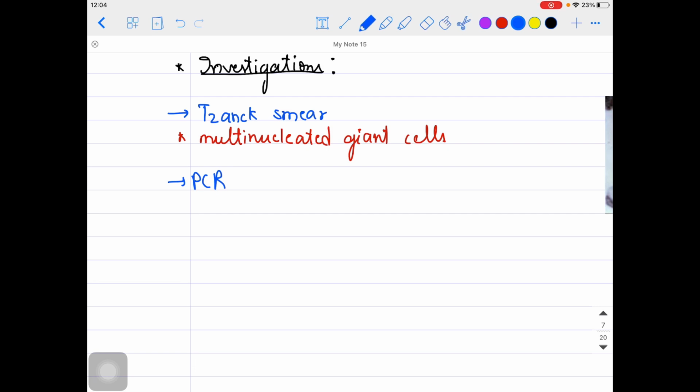If you talk about the differentials over here, herpes simplex virus is a very important differential you can think of, because herpes simplex virus 1 and 2 have different locations, which are important. Herpes simplex virus 1 is present on the oral surface. Oral lesions might be present.